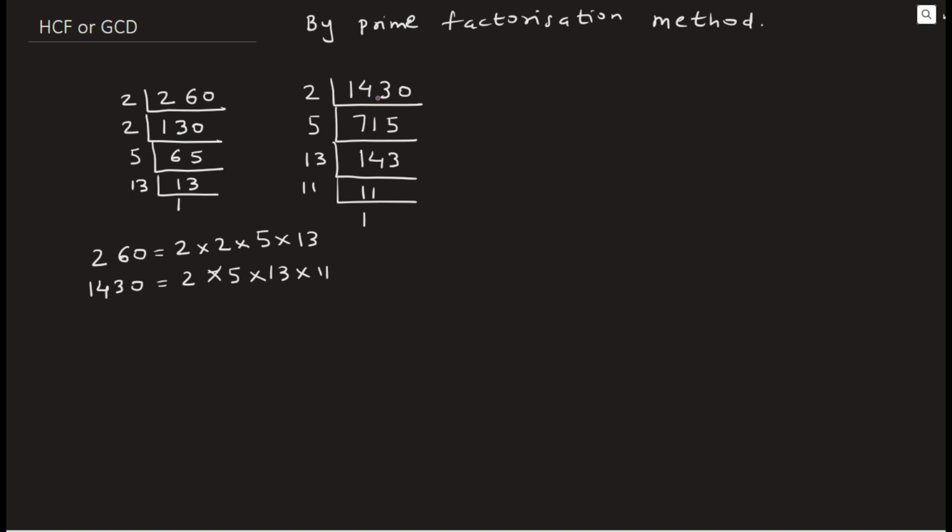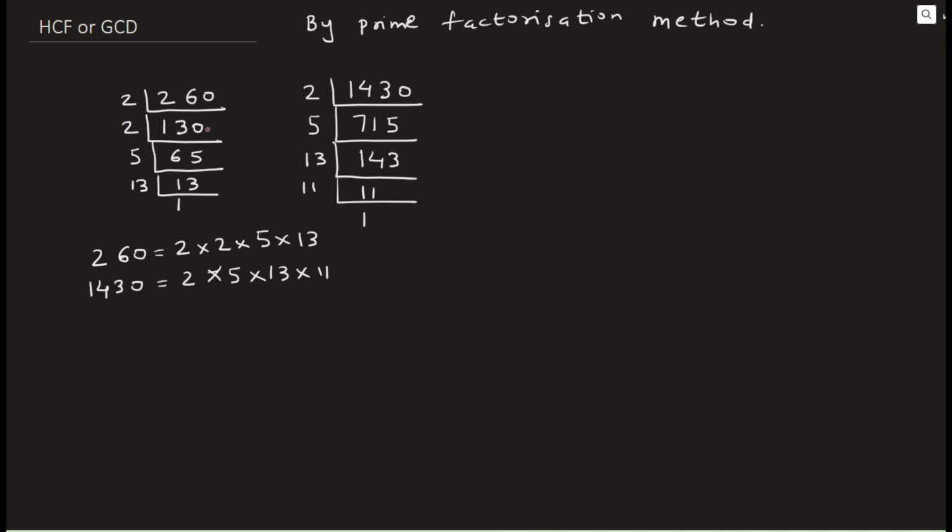Let's first find the highest common factor by the prime factorization method. I have two composite numbers and I write down their prime factorizations vertically. Say I have 260 and 1430. The least prime number which divides 260 without a remainder being left out is 2. And 2 times 130 equals 260. So I write 130 here.